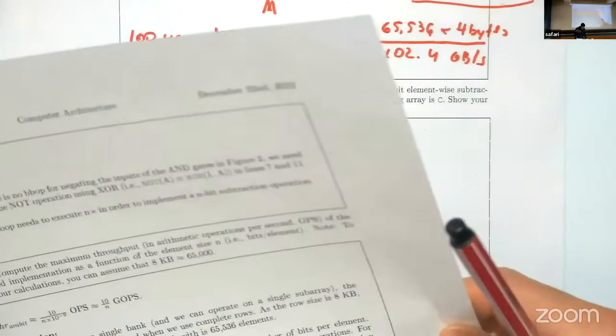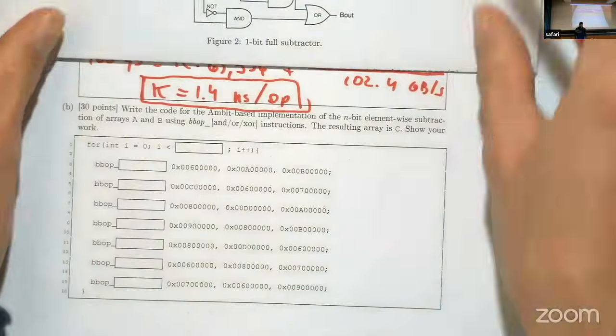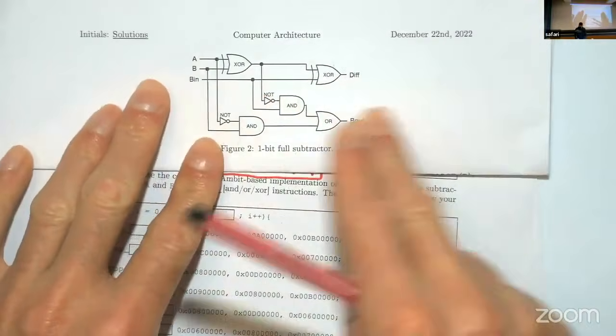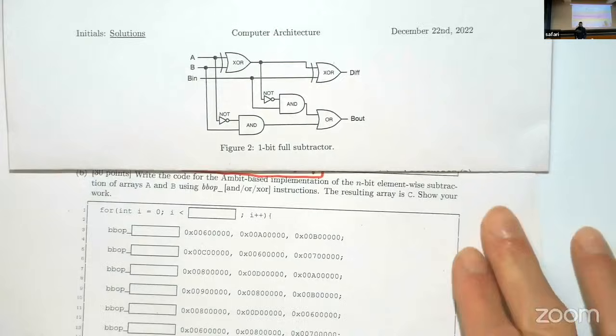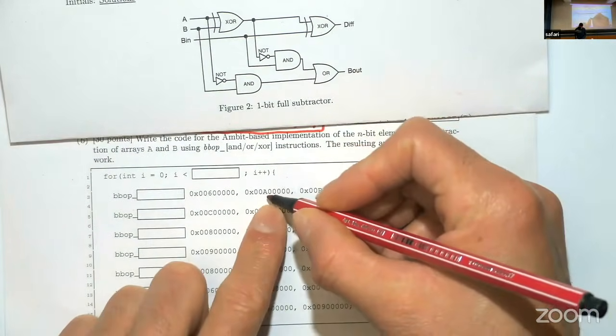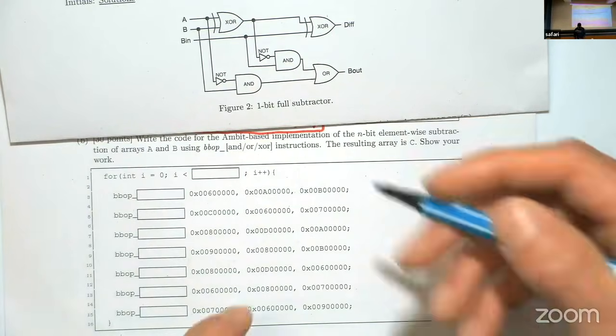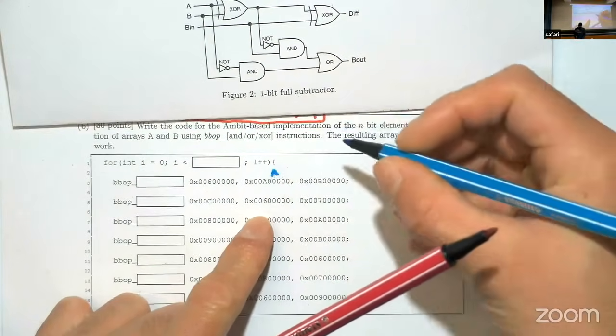So basically, the question is asking you to translate this figure here into BBOPs. And it already gave you a bunch of register elements here, right? So you know that this element here, I'm going to use another color so you do not get confused. So you know that this here is array A. You know this is array B.